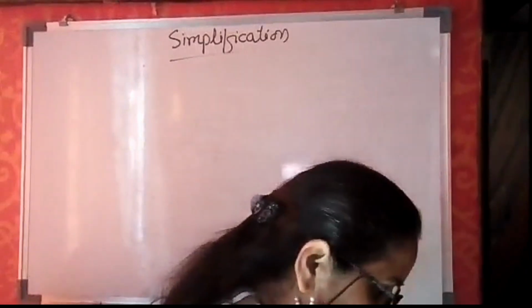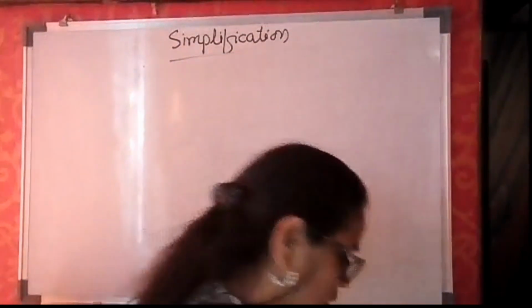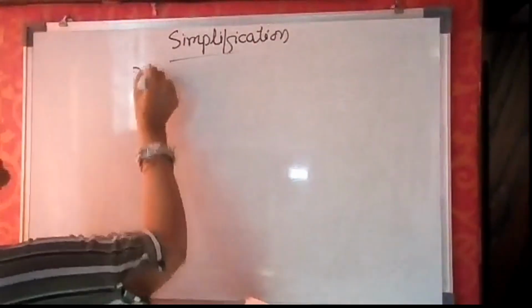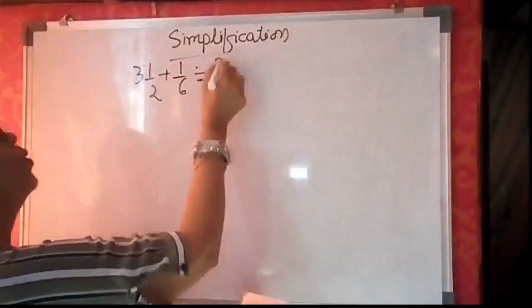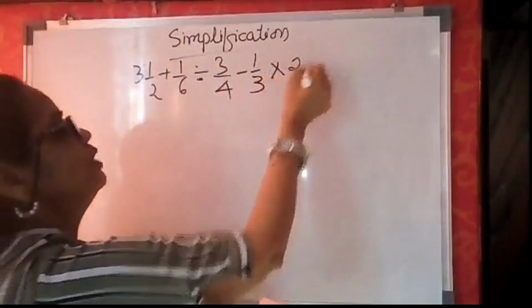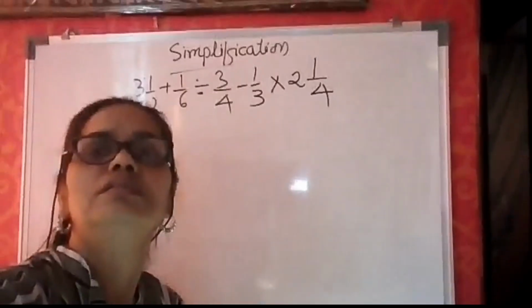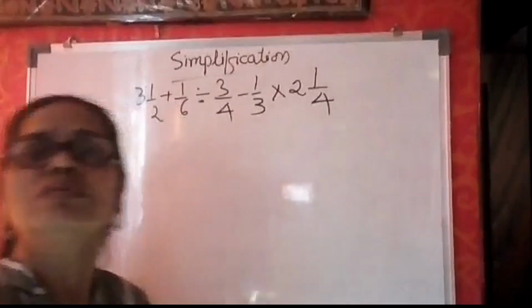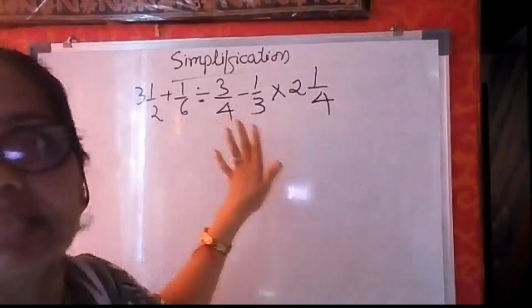Now the next sum is fractional number. So 3 integer 1 upon 2 plus 1 upon 6 divide by 3 upon 4 minus 1 upon 3 multiplied by 2 integer 1 upon 4. Now this is the question. Now I am solving this sum on fractional part, right?